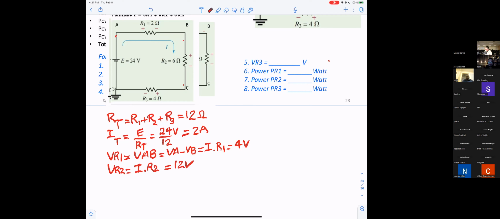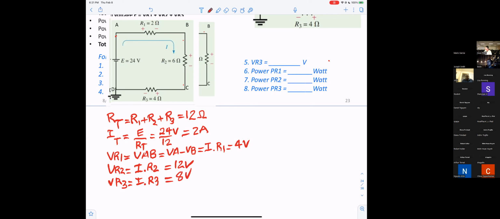And what we're doing here is figuring out what the voltage is across each resistor. Exactly. Same thing, I times R3, 2 times 4, 8 volts.